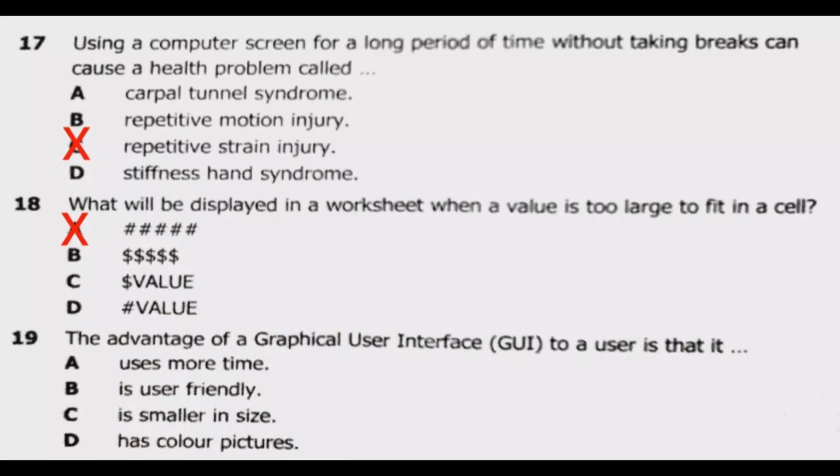Okay. The advantage of a graphical user interface, GUI, to a user is that it A. uses more time, B. is user-friendly, C. is smaller in size, D. has color pictures. So the correct answer is B. Question 19, the correct answer is B. It is user-friendly.